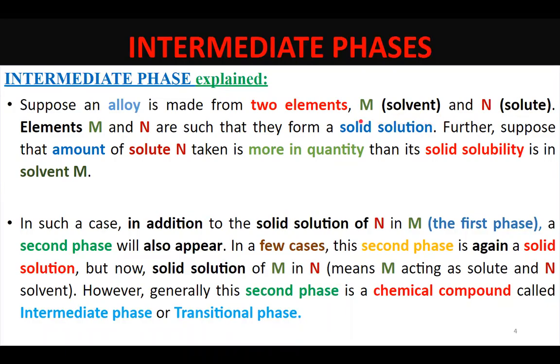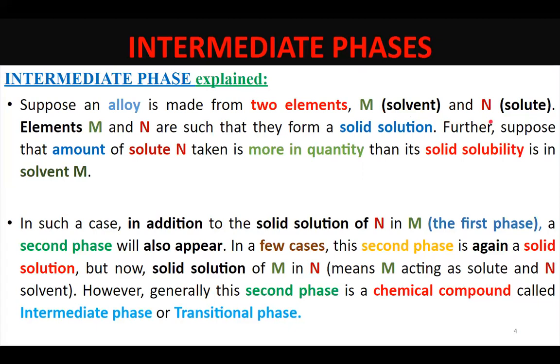I repeat, we are trying to form a binary alloy with M element as the solvent taken in more quantity and N element as the solute, but the amount of solute that has been taken is more than the solid solubility of this solute in the solvent under room temperature conditions. For example, let's assume that under room temperature conditions, the solid solubility, the amount of solute that can actually go into solvent in the solid state, is 15%. But to form the alloy, we have taken, say, 21% of solute and the remaining solvent.